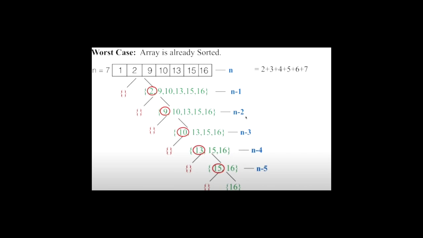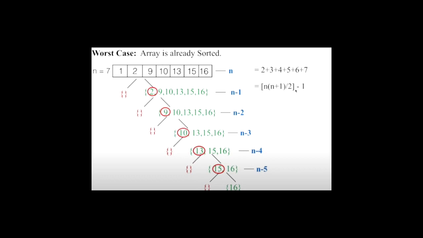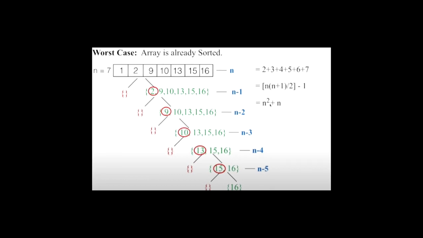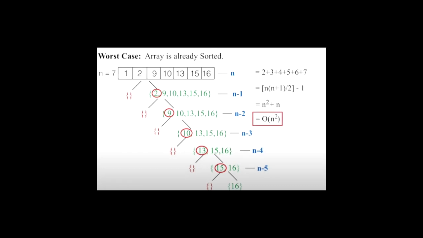Now what is the time complexity? We have to sum up the time. We get 7 for n, 6 for n-1, 5 for n-2, 4 for n-3, 3 for n-4, and 2 for n-5. We have to sum up the natural numbers. It is not starting from 1, it is starting from 2, so we have to subtract 1. Here we have to ignore constant terms. It will be n square plus n. We have to consider the higher order term, so the time complexity of worst case is in order of n square.